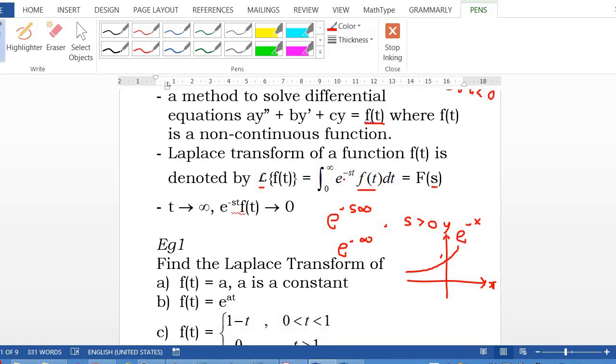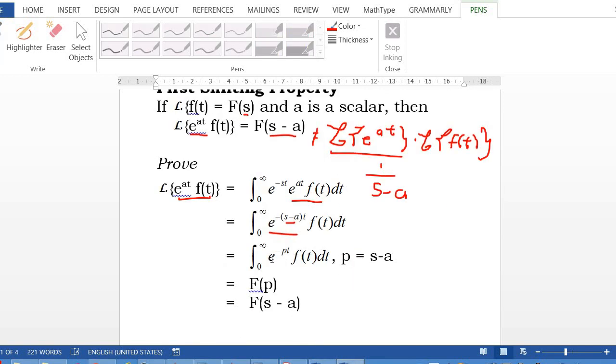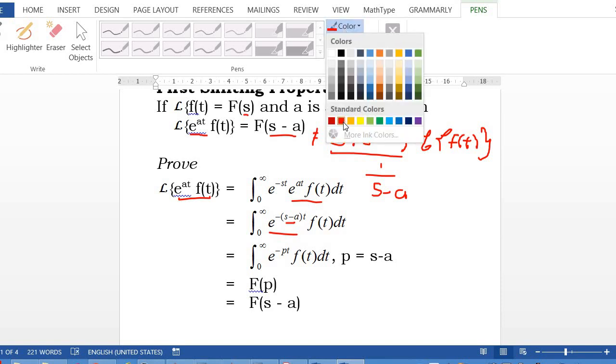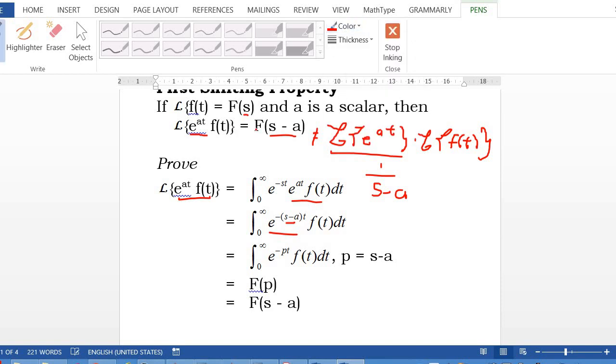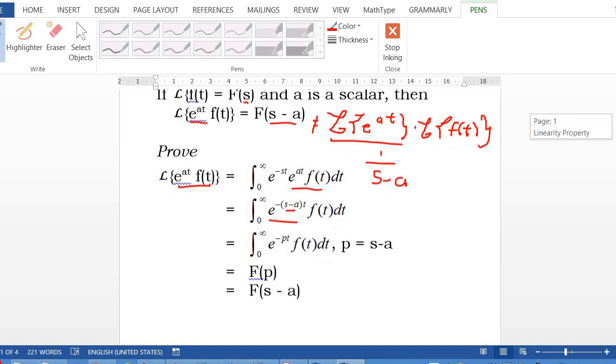Laplace transform for e^(-st) f(t), the result is F(s). So if we integrate e^(-pt) f(t), then the result will be in terms of parameter p, where p is actually F(s minus a). So this is what we call the first shift property. The Laplace transform for e^(at) f(t) will be equal to F(s minus a).